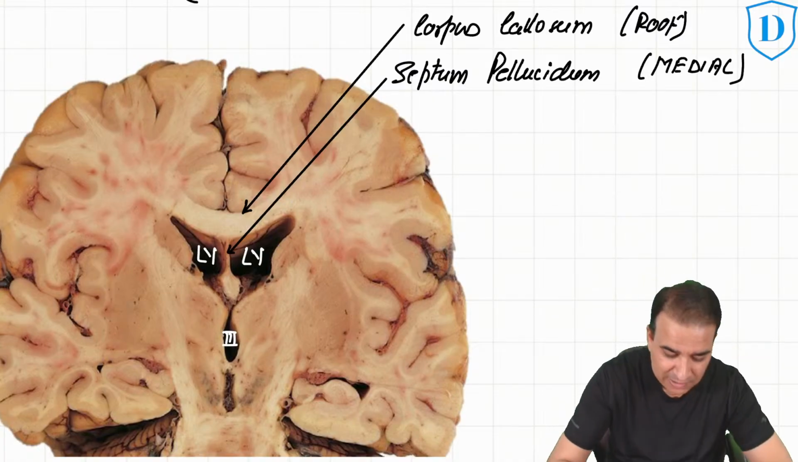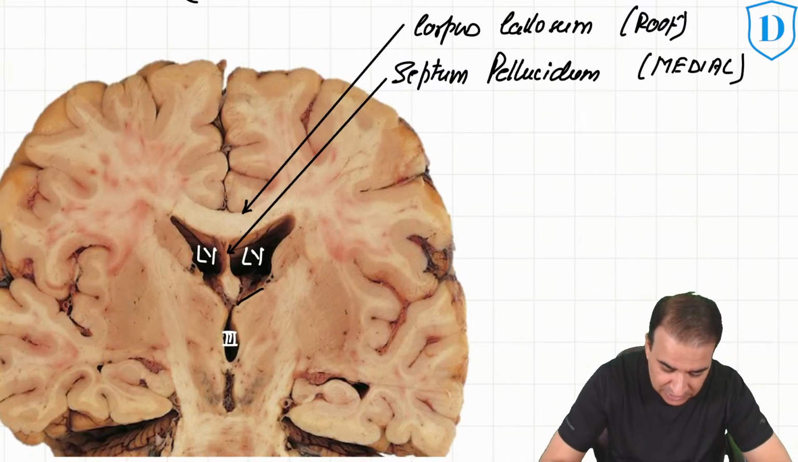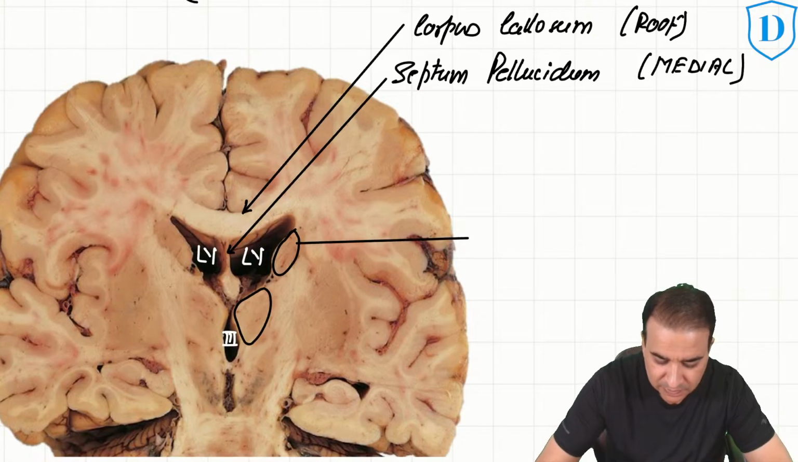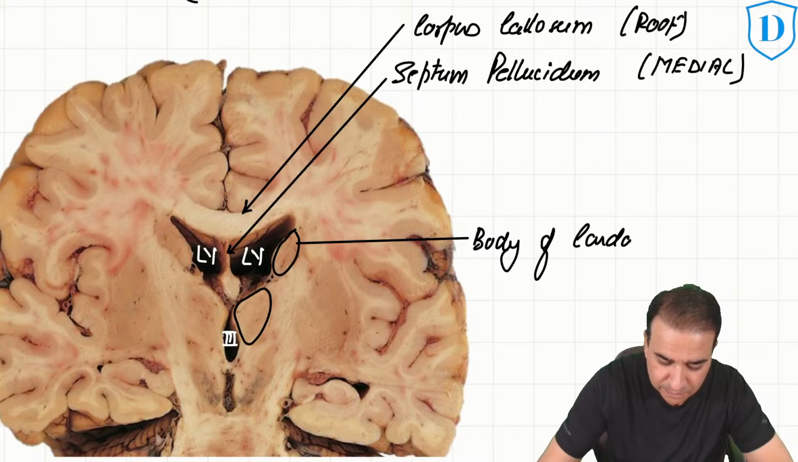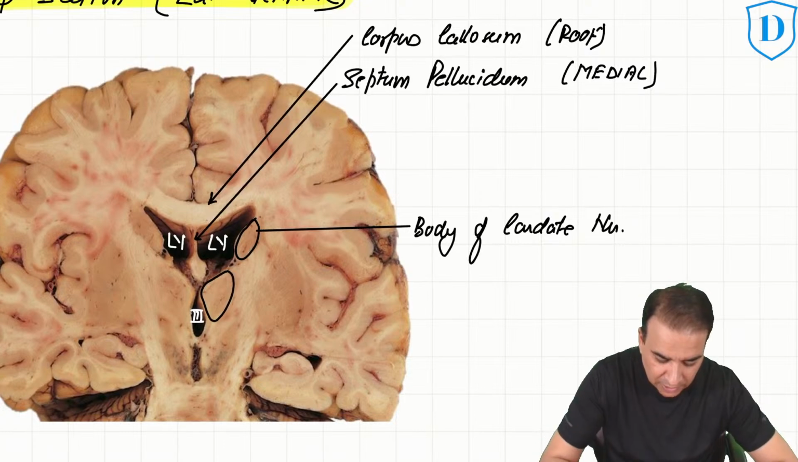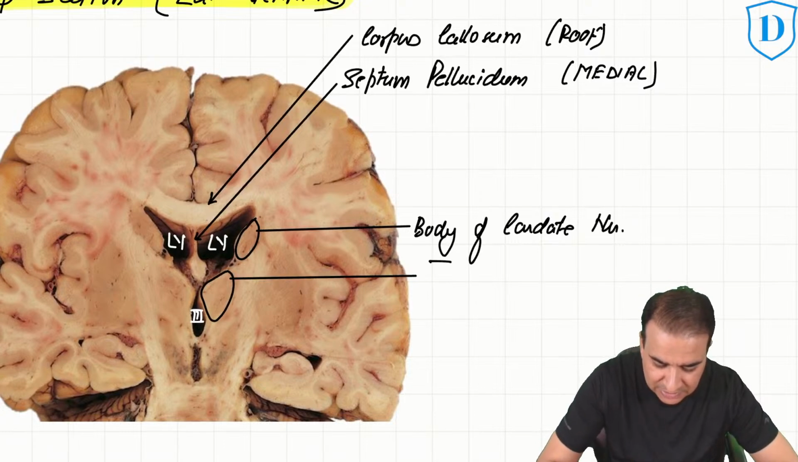Now what are the things present in the floor, guys? If I start with this here, this is the thalamus. Look at that. That is the body of the caudate nucleus, which I am marking here, right? So starting with this, that is the body of the caudate nucleus. Body of the caudate nucleus, that's one. If we go further below that, you will see the thalamus.